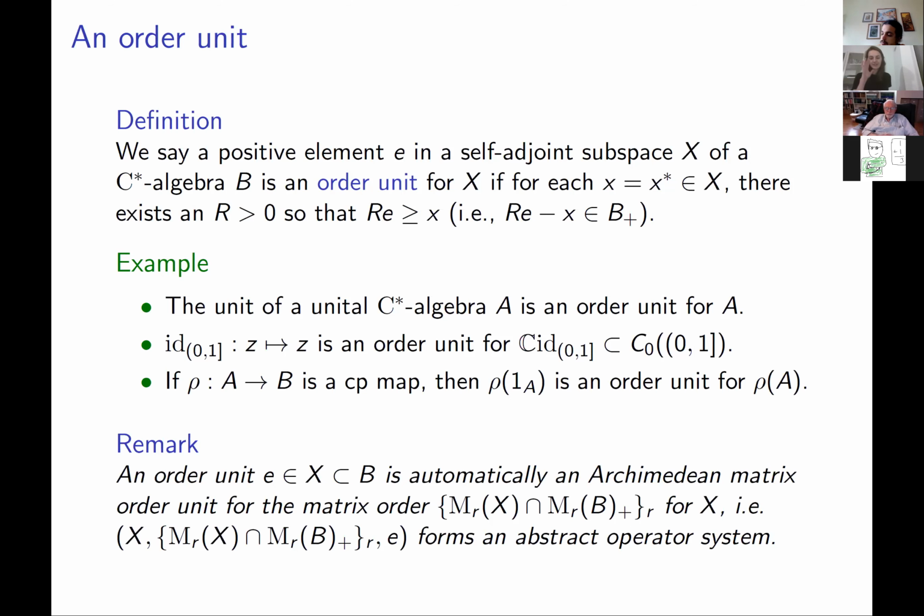And again, if you've seen the term order unit before, I definitely borrowed that from this Choi-Effros construction of abstract operator systems. And I'm not lying when I borrow that language. If you are looking for one, there is actually an operator system floating around, and this E is the order unit for that operator system. In particular, the operator system consists of my subspace X, the positive structure it inherits from the C-star algebra B, and this order unit E.